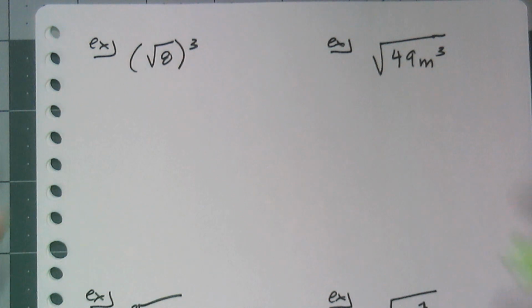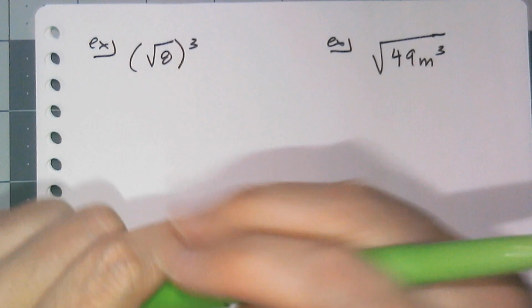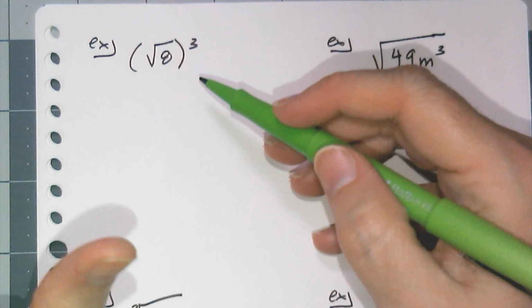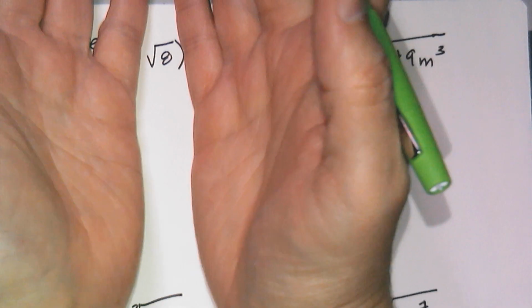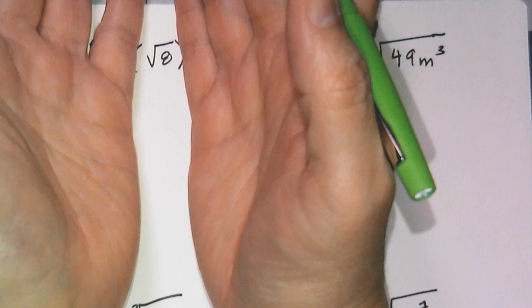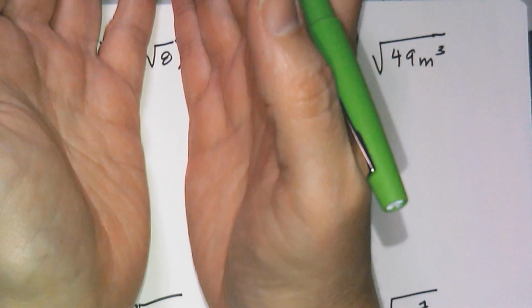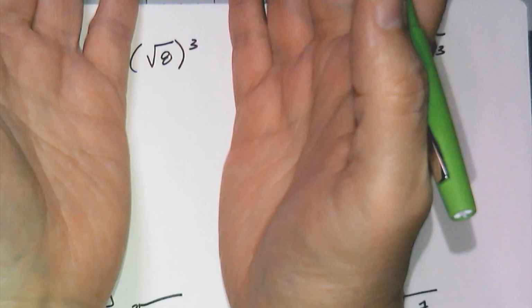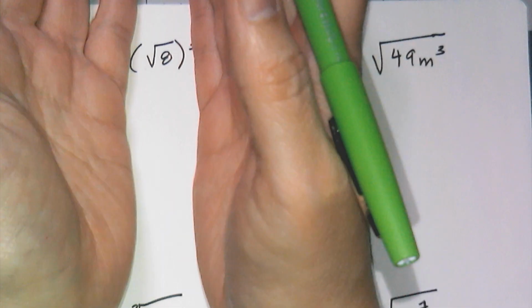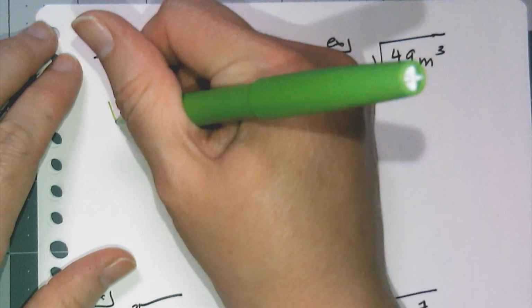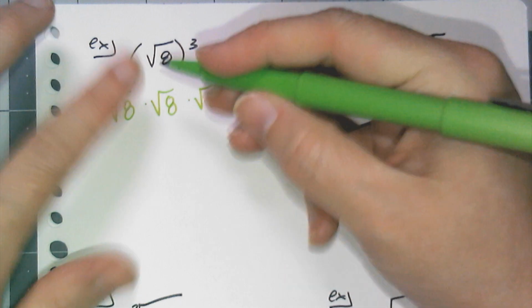Now this question here, there's a lot of stuff you can do. You can deal with what's inside the parentheses first by order of operations. I know the square root of 8 is not simplified. It is really 2 square roots of 2. So you can simplify that radical and then cube it and work from there. Or you can expand this out and say root 8 times root 8 times root 8. That is exactly what it means.